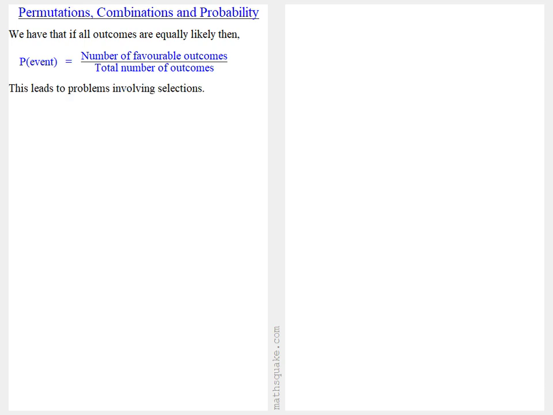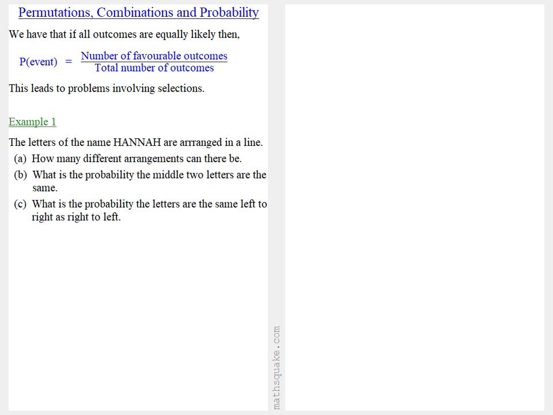Now this leads to problems involving selections. Let's look at an example. Example 1. The letters of the name Hannah are arranged in a line. In part A, we're asked how many different arrangements can there be?